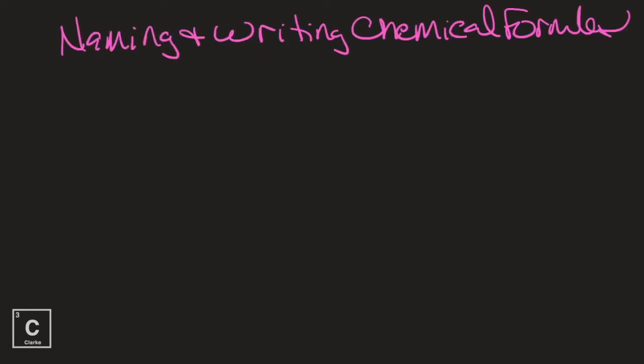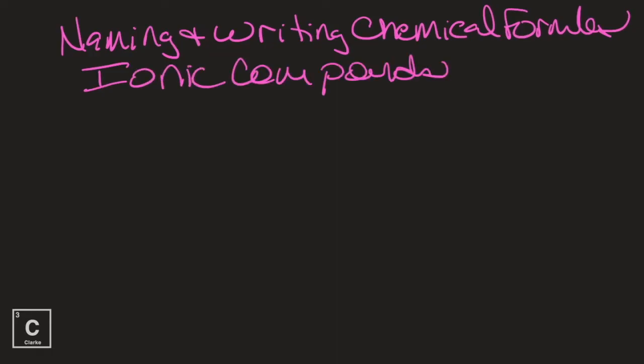Okay, so we're going to work on naming and writing chemical formulas. Specifically, though, for ionic compounds. Now, there's a specific set of rules for ionic compounds and a different set of rules for covalent compounds. And let's think about that for a second.